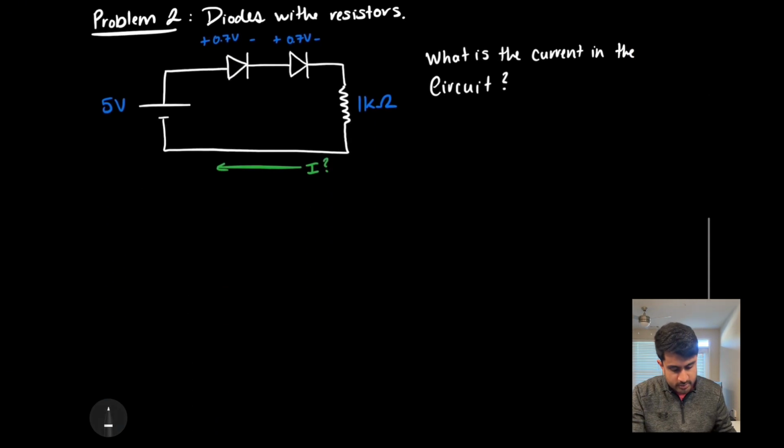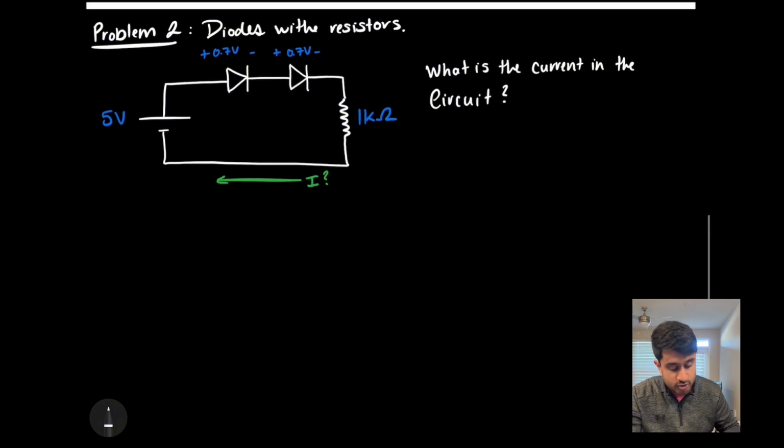Question number 2 is a little bit of an interesting question because it has a diode, it has 2 diodes specifically, with a 1 kilo ohm resistor, and don't forget that 5 volt battery supply as well. What is the current in the circuit? So with diodes, it's always very important that they have to be forward biased, meaning that suppose these diodes, I just write it over here, suppose these diodes were facing the wrong direction.